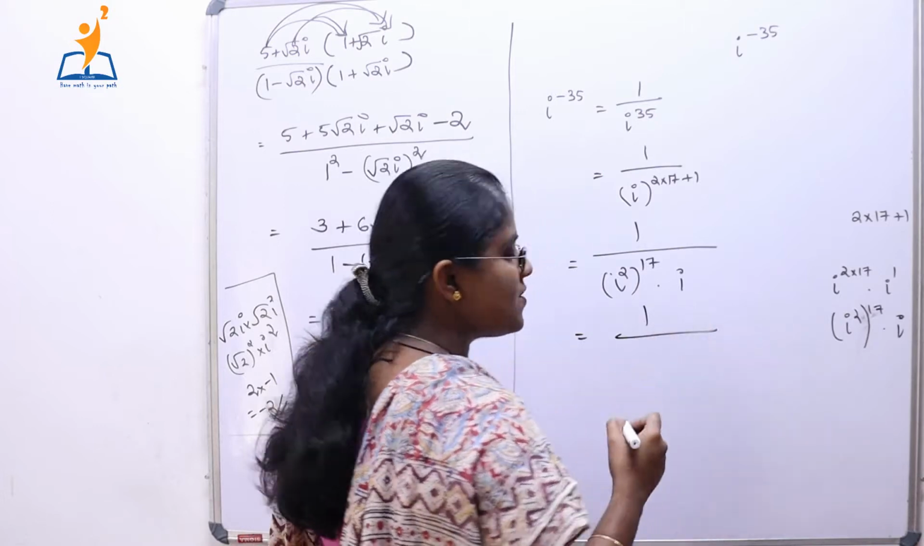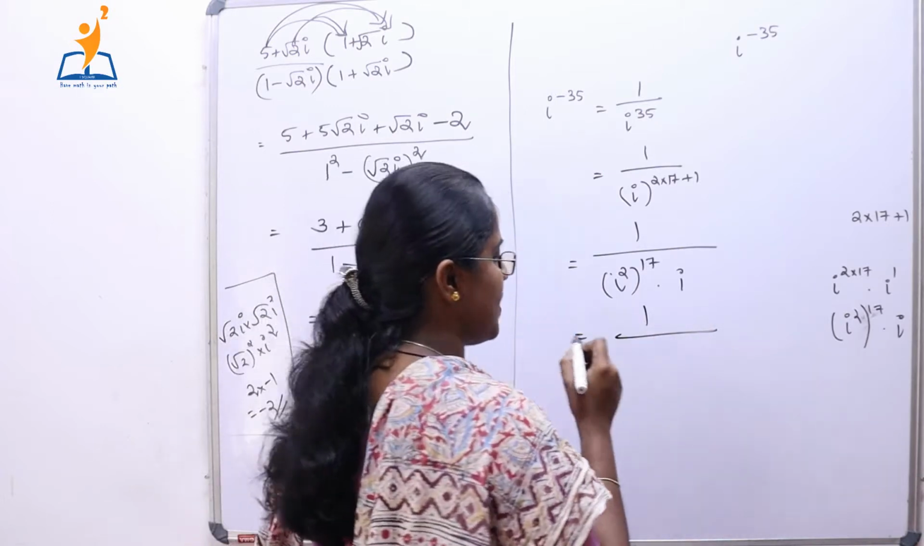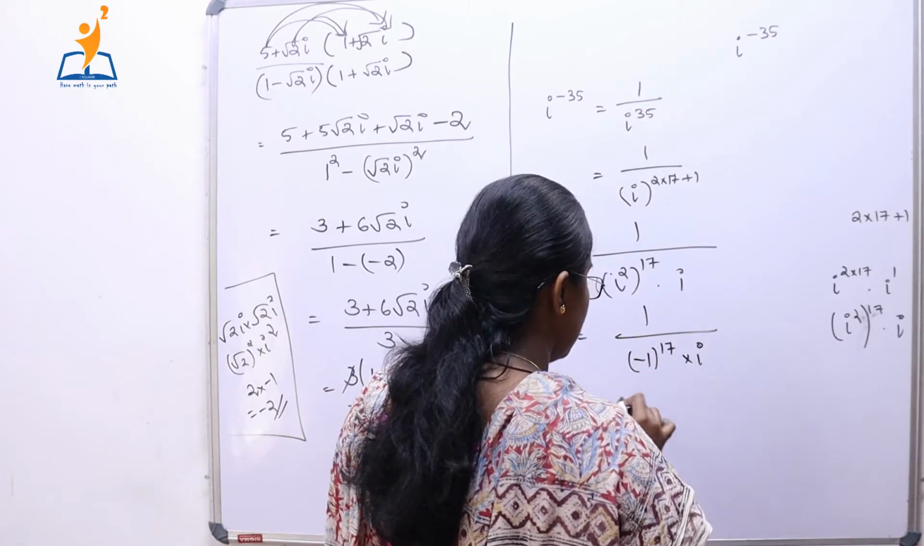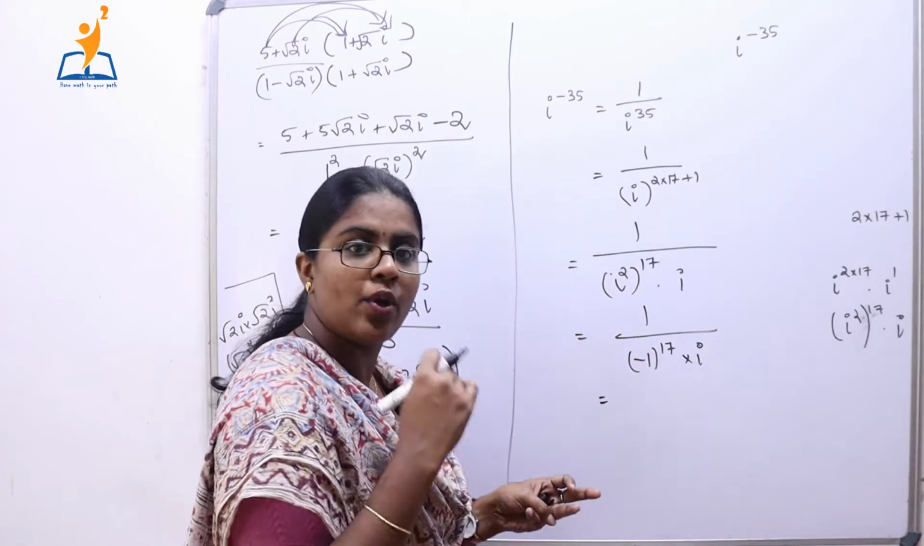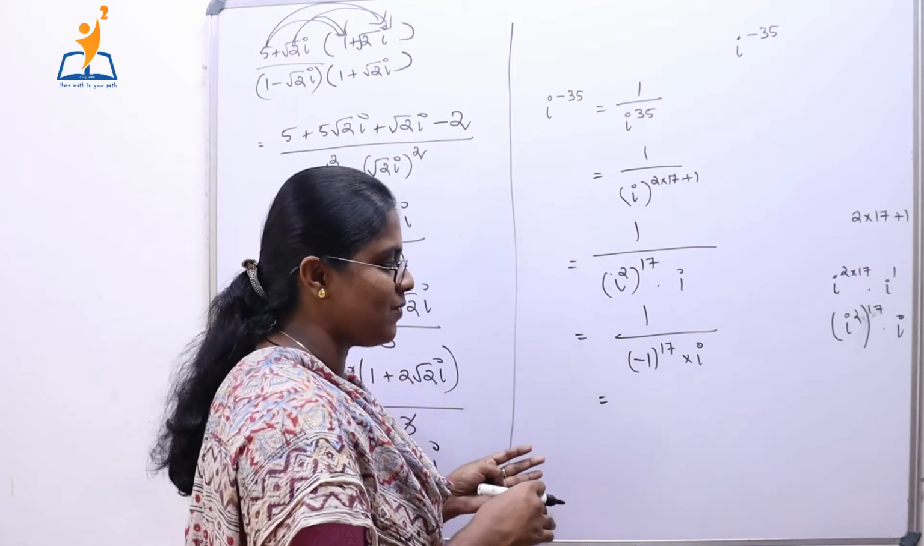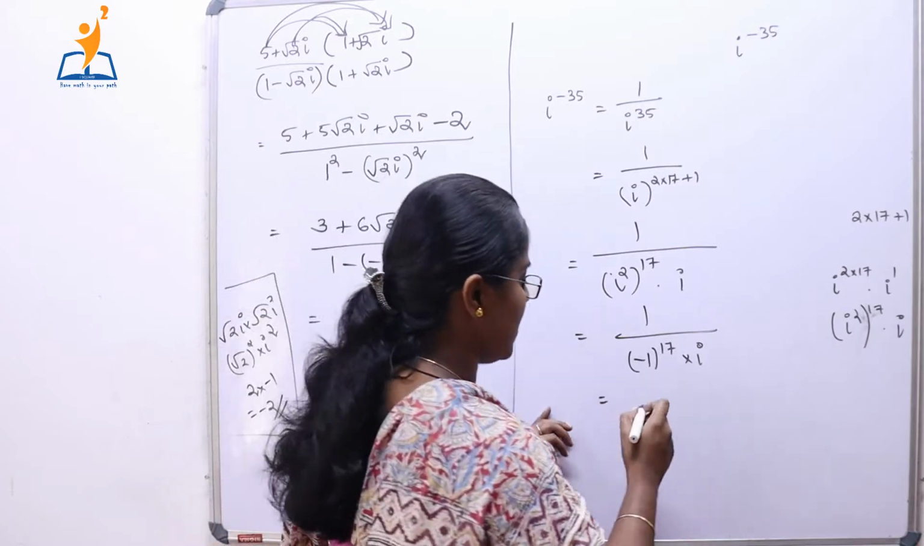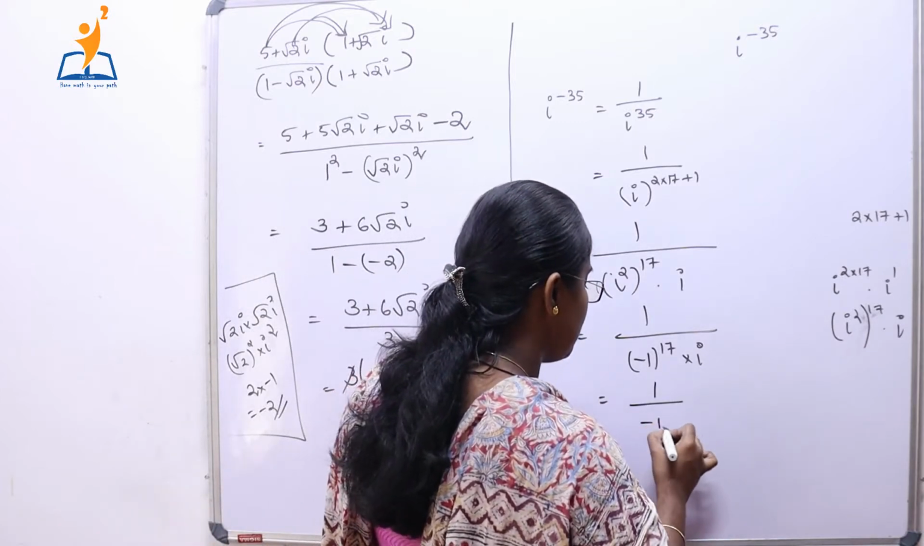Now i squared is quite familiar to us. i squared is minus 1. So minus 1 raised to 17 into i. Minus 1 raised to an odd number will always be minus 1, and minus 1 raised to an even number will always be plus 1. That's familiar to us. So 1 by minus i.